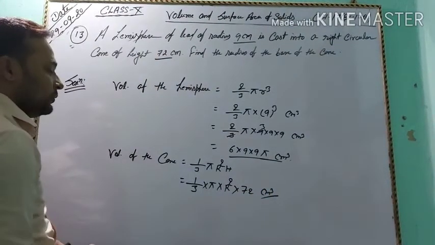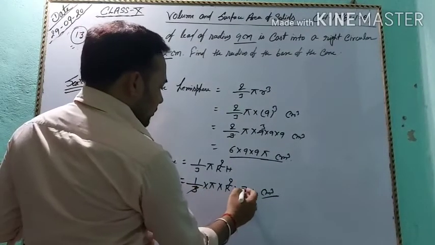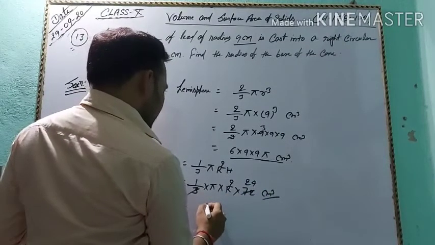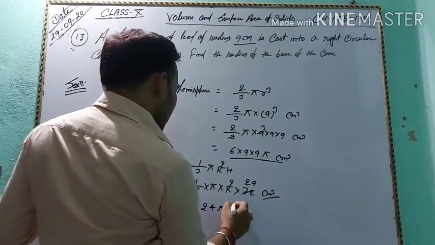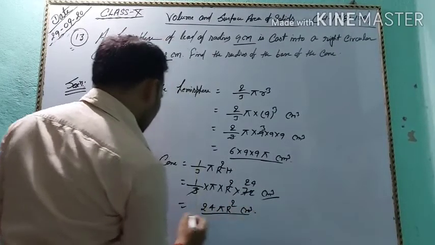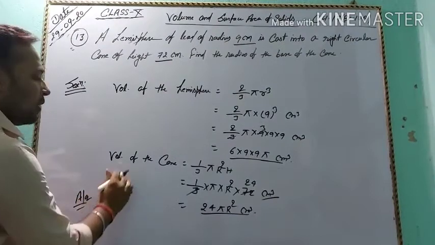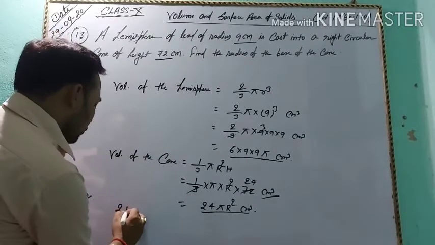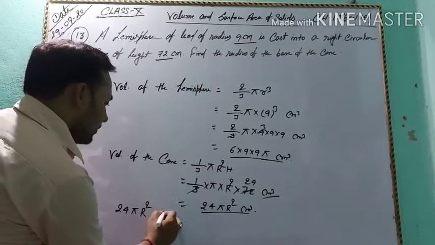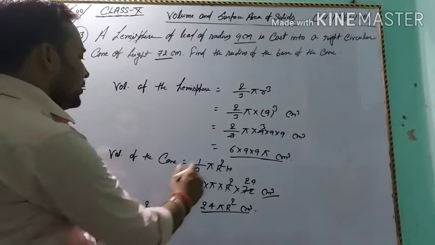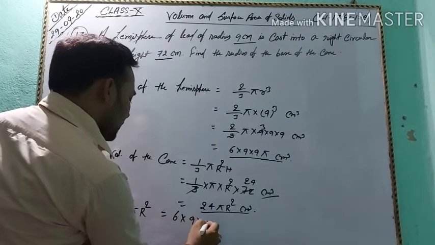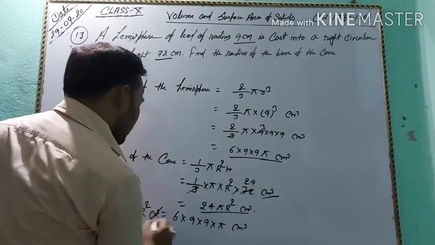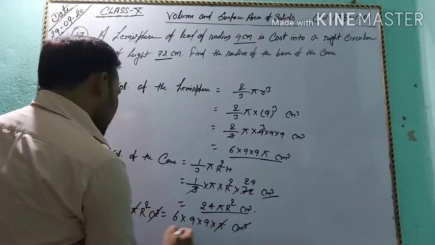So 24, 3 24s are 72, that is 24 pi R square cubic centimeter. According to the question, the volume of the cone is equal to the volume of the hemisphere. So 24 pi R square is equal to 6 multiply 9 pi cubic centimeter, the cubic centimeter is cancelled, pi is cancelled.